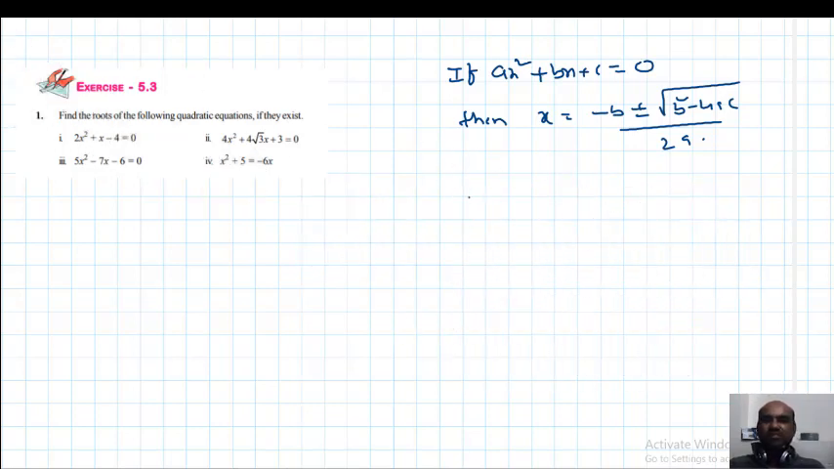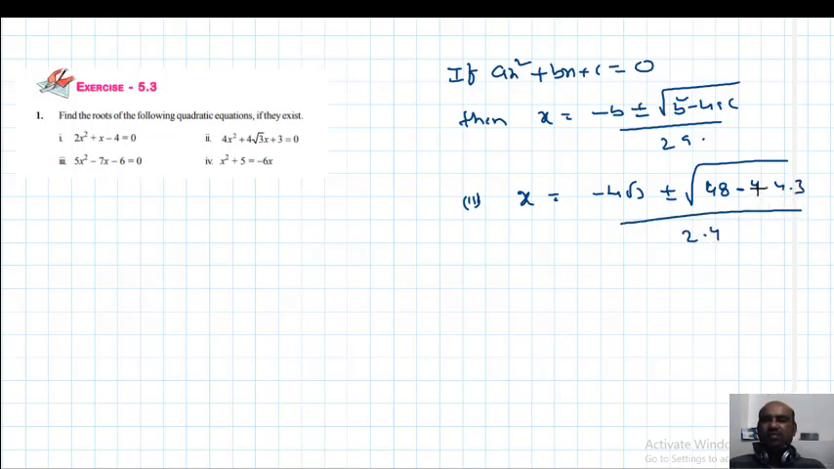Okay, for the second problem, x equals minus b, means minus 4 root 3, plus or minus root over b square, 16 3s are 48, minus 4 into a means 4, 3, by 2 into 4. 4 4s are 16, 16 3s are 48. It cancels, so minus 4 root 3 plus or minus 0 by 8, that is equal to minus 4 root 3 by 8, that is equal to minus root 3 by 2.